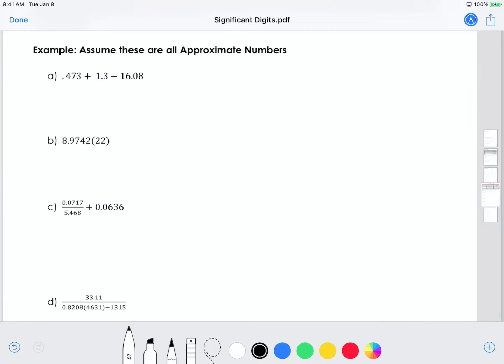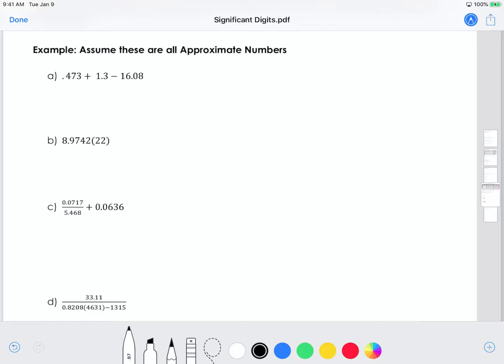Okay, now let's do some examples that do have multiple operations in them, and these are still with approximate numbers, so we're going to use the rules above in the chart that we just went over. Okay, so example A, we're going to take 0.473 plus 1.3, and then subtract 16.08. Now this is all addition and subtraction, so if you look at the chart above at the rule, when we're doing addition and subtraction, we want to focus on precision.